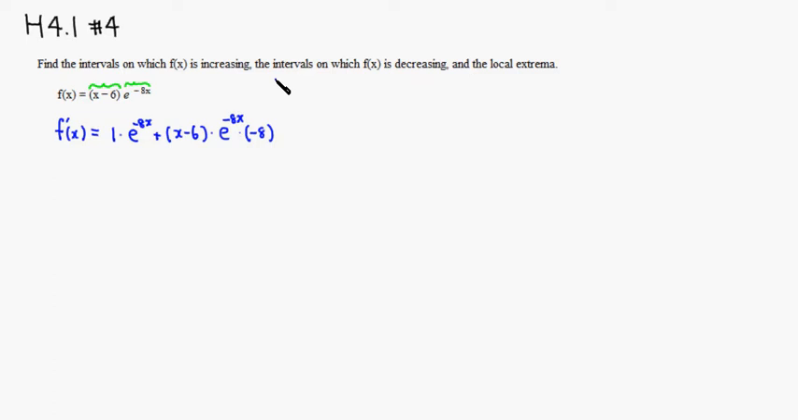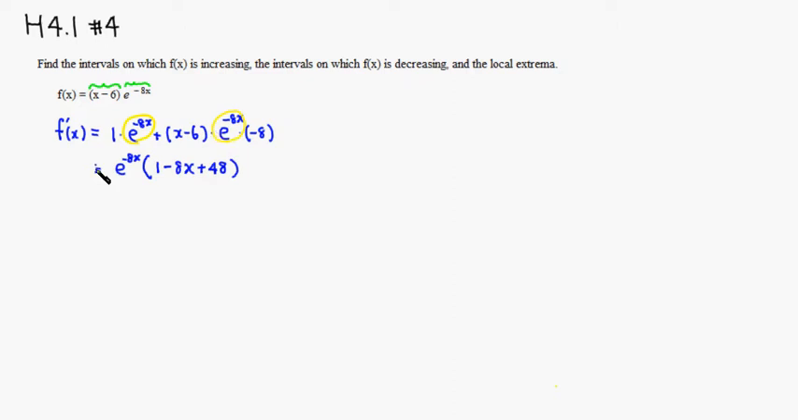Alright, so we just need to clean it up a little bit. First thing is what's in common. We know that there's e to the negative 8x here and e to the negative 8x there. So let's pull that out. Maybe I'll put it in front, e to the negative 8x. Then you have 1 left over from the first term. Here you're going to have negative 8x plus 48.